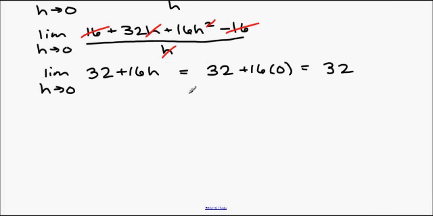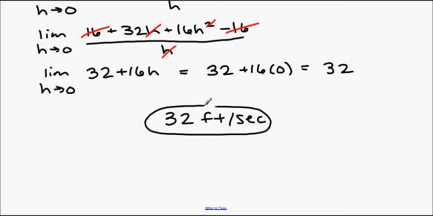This means that the speed of the falling rock at t equals 1 second is 32 feet per second. It's a pretty fast moving rock. I would stay out of its way. So that is the end of this section, the end of this chapter.